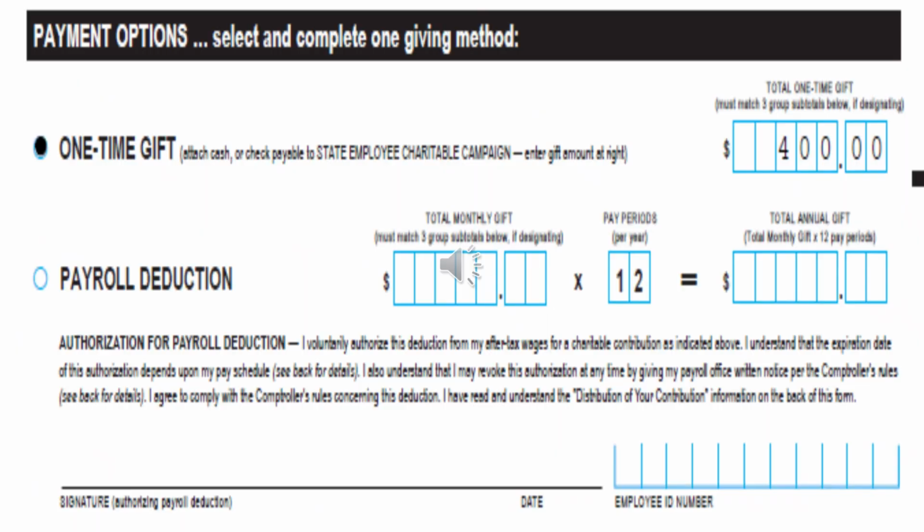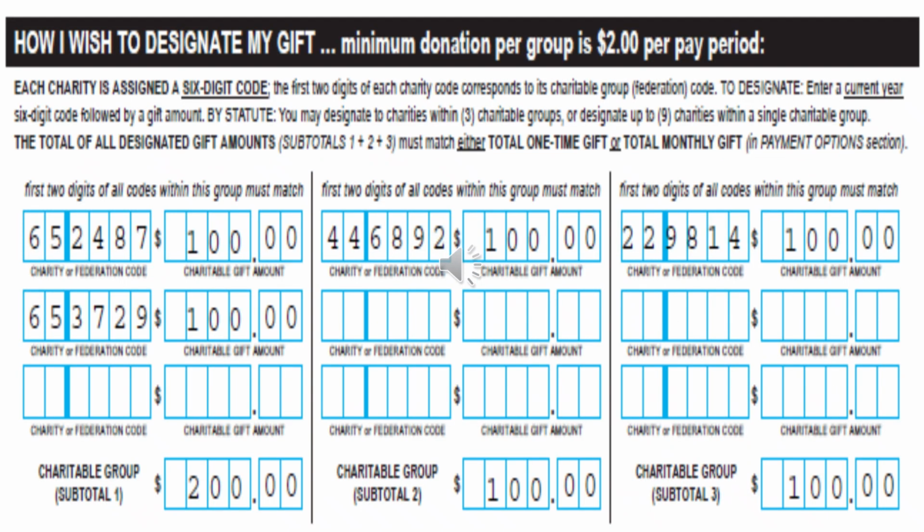On the payment options section for special events, you will mark the one-time payment option and enter the total amount. To designate your gift for events, be sure to follow the same process as you would with a regular donation.